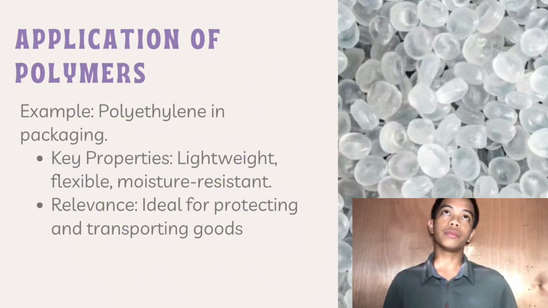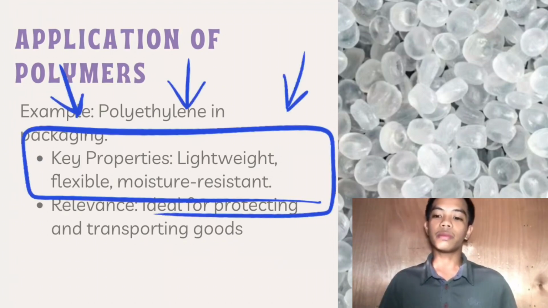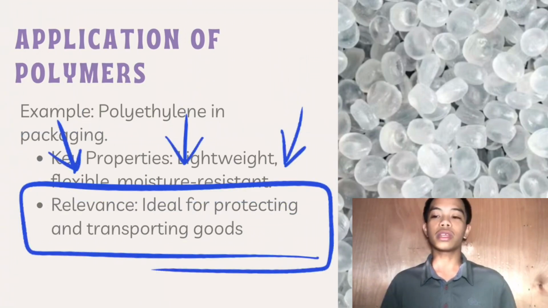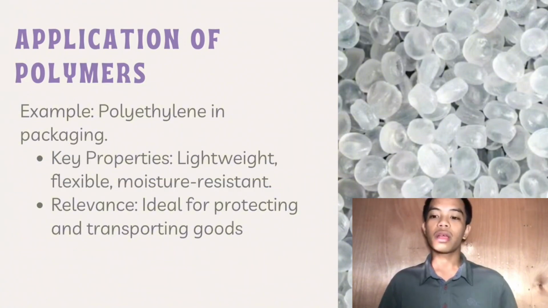Application of polymers. Application of polymers has two parts: key properties and relevance. Key properties are light weight and flexible. And the relevance is in packaging and transport of goods. An application of polymer is polyethylene in packaging.